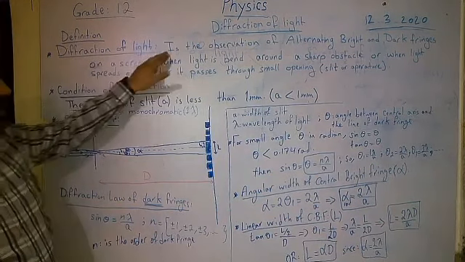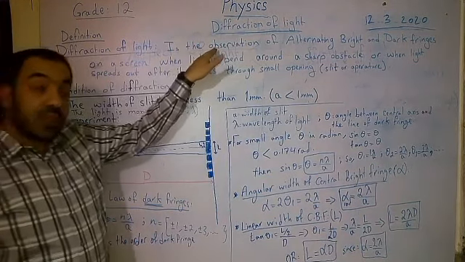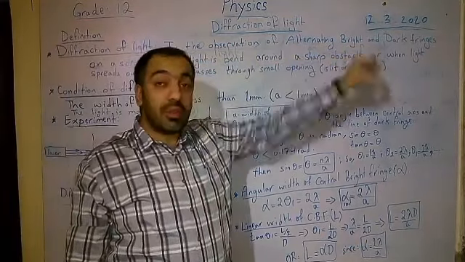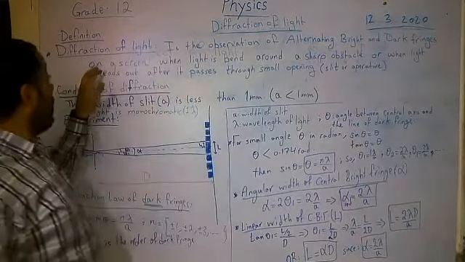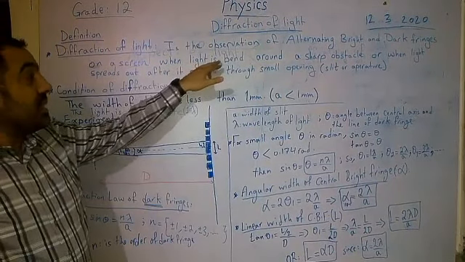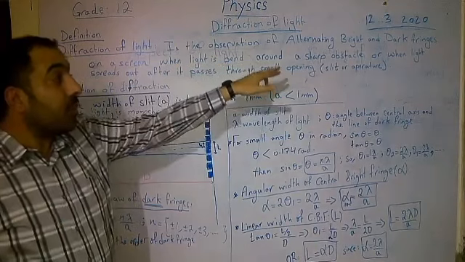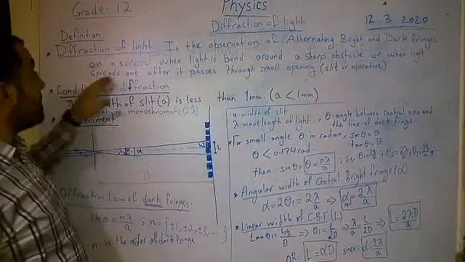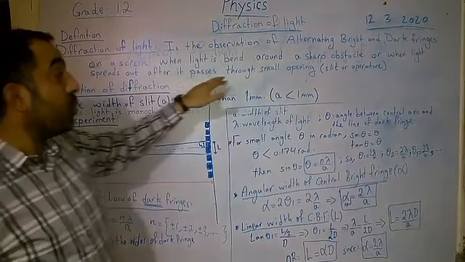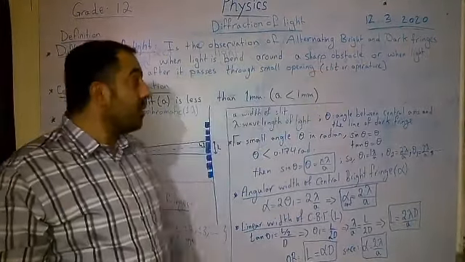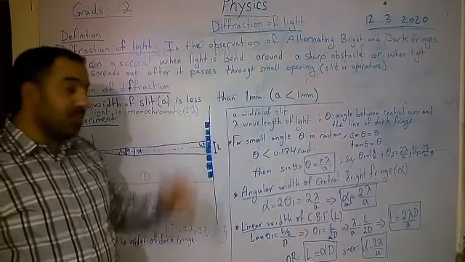Diffraction of light is the observation of alternating bright and dark fringes on a screen when light is bent around a sharp obstacle or when light spreads out after it passes through a small opening, slit or aperture. What does this mean?